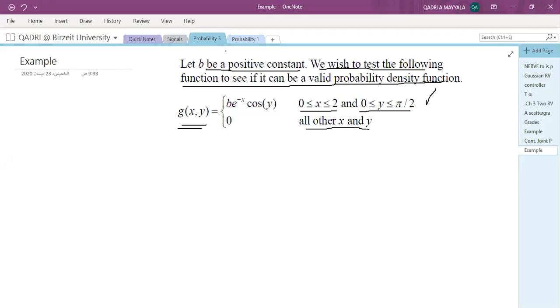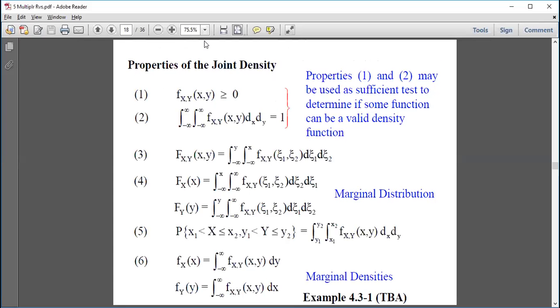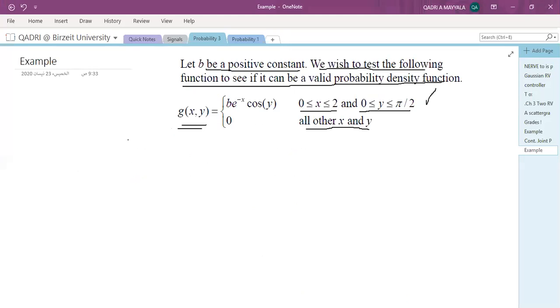We need to test whether this joint PDF is valid or not. قلنا to test the PDF if it is a valid distribution or not, these are the two conditions or properties we have to verify. Let's go back to the example. إذا أول شيء let's verify the positivity. Okay, أول شيء let's verify that g of x and y is a positive function.